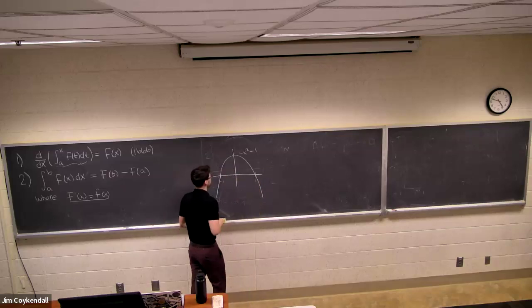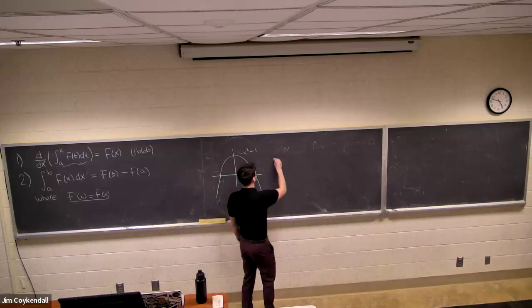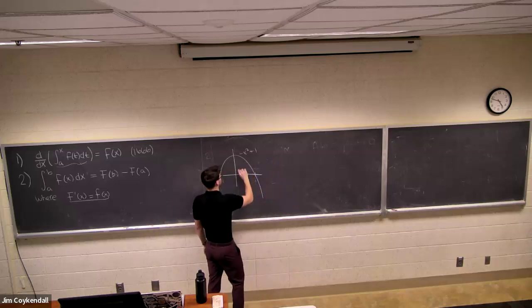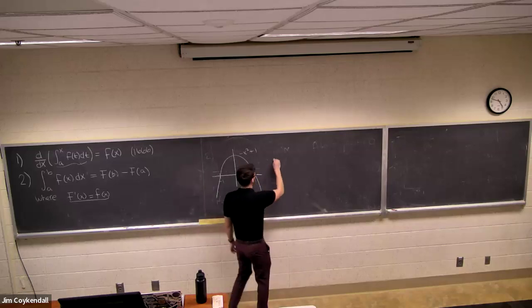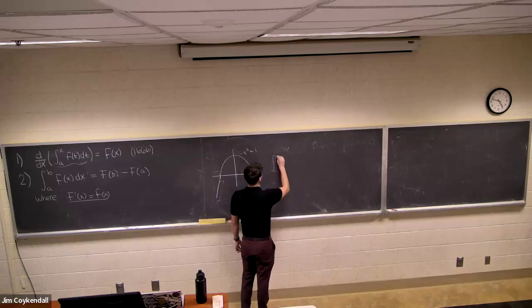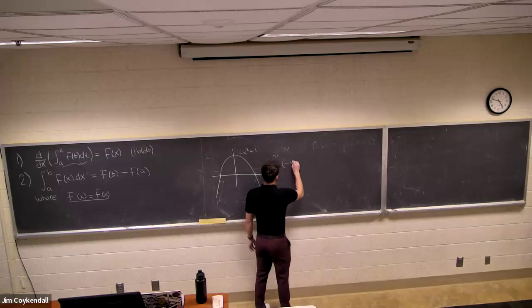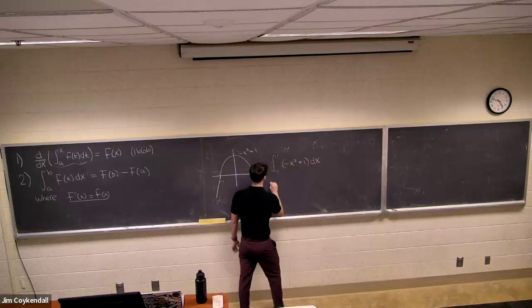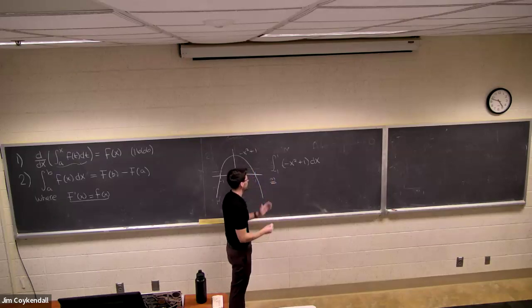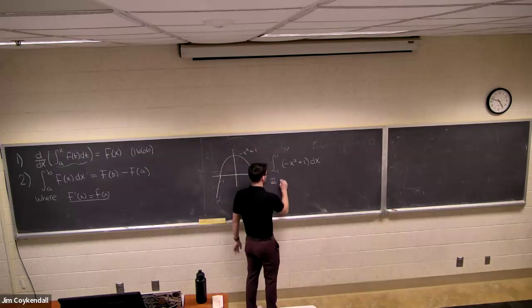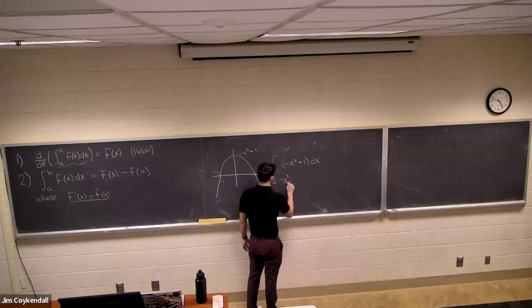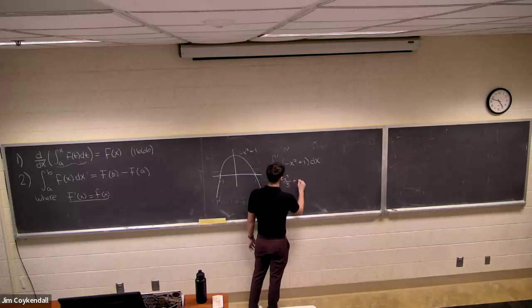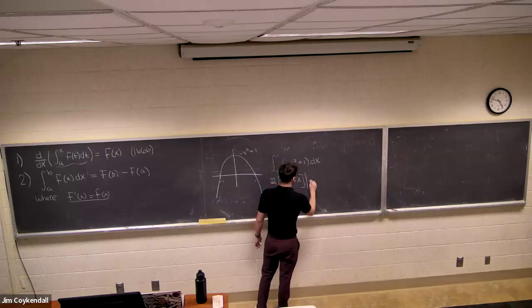Not a hard integral. So I want to find this area. So what do I do? Integral from -1 to 1 of my function, negative x squared plus 1. By the second fundamental theorem, I take the antiderivative, which becomes minus x cubed over 3. If you don't know why, don't worry about it. And I evaluate that from -1 to 1.